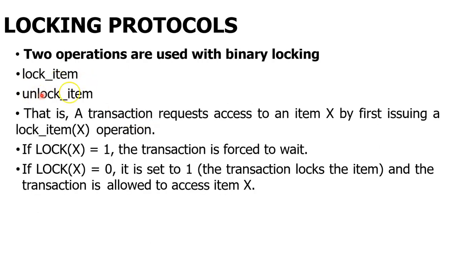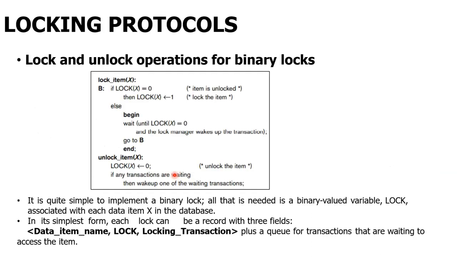So handling with zeros and ones is called binary locks. Here also we have lock item and unlock item, two different operations. As I said, if lock of x is 1, the transaction is forced to wait. If lock of x is 0, it is set to 1 and you will be allowed to do the transaction for the item x. In a simple example, I want to address account B. I'll check what my lock is. Lock is equal to 0. Then I'll convert the lock into 1 and begin my process.